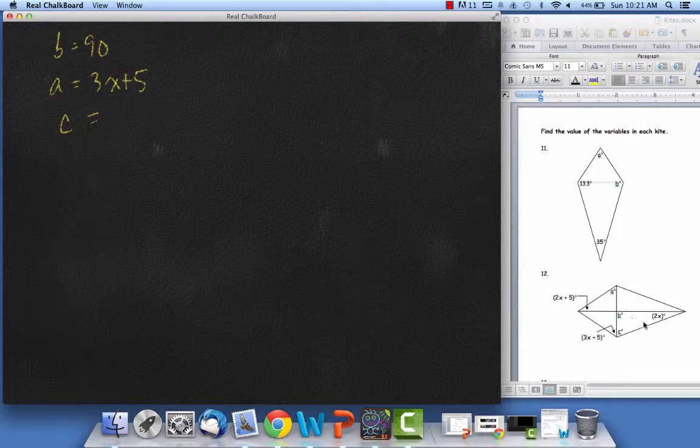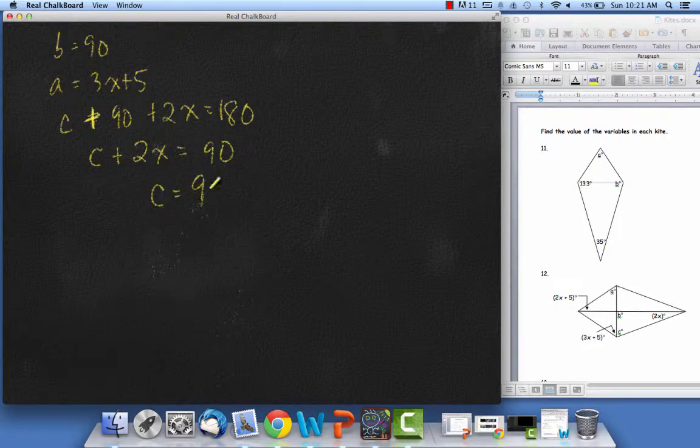So C plus B plus 2x is 180, but B is 90. So C, I'll just write that in. C plus 90 plus 2x is 180. C plus 2x is 90. C equals 90 minus 2x. Okay, so now we have everything in terms of x that we could need because we have all these things that are the same. So 2x plus 5, twice. There's 2x plus 5, there's 2x plus 5.